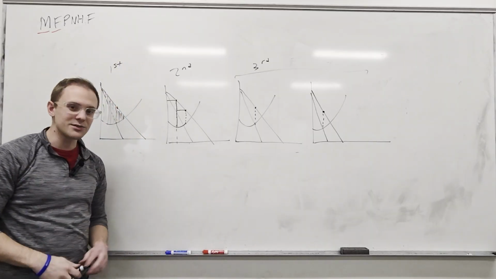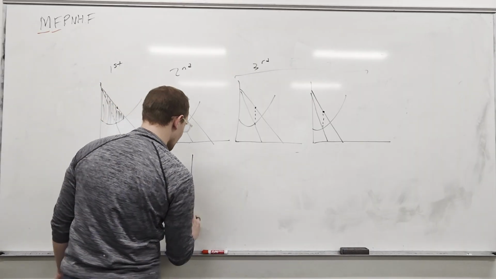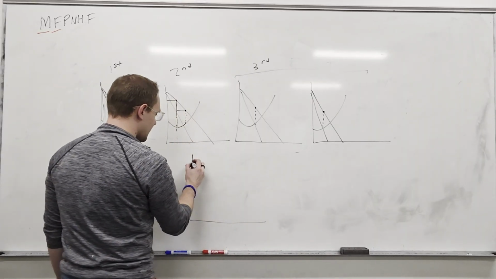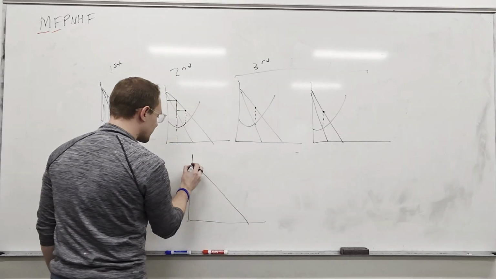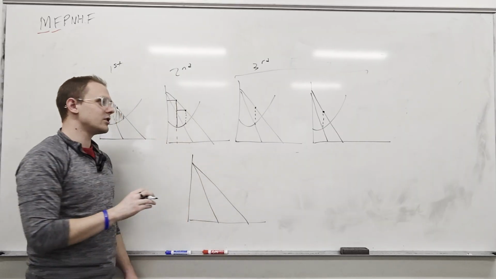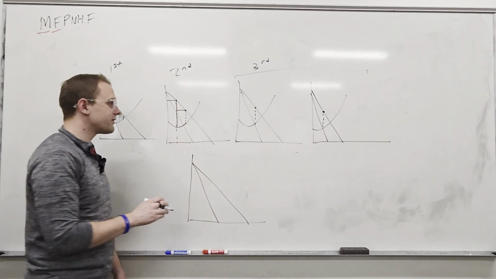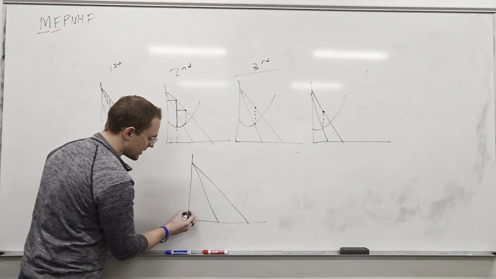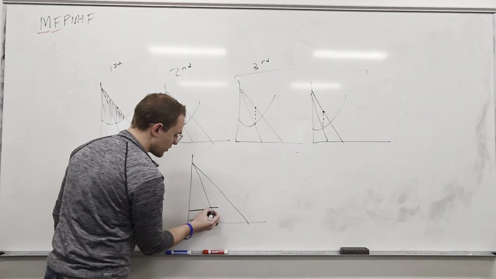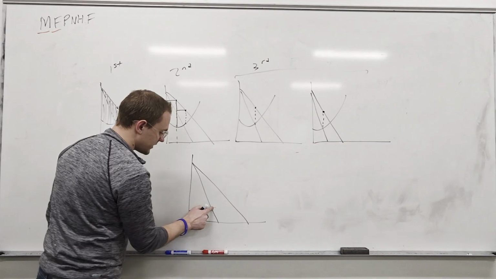But wait, there's more. We're not done yet. Let's talk about another monopoly. This looks very similar to the other ones, but in this monopoly, your marginal costs are actually pretty flat. Okay, it doesn't really cost you much of anything to produce more and more and more. Whoa, it doesn't. It does not.